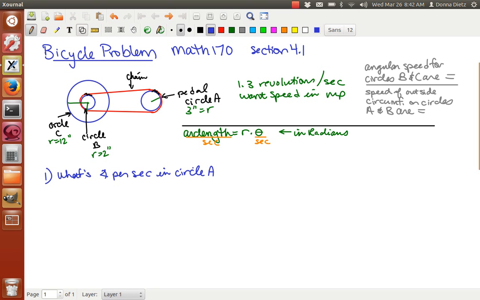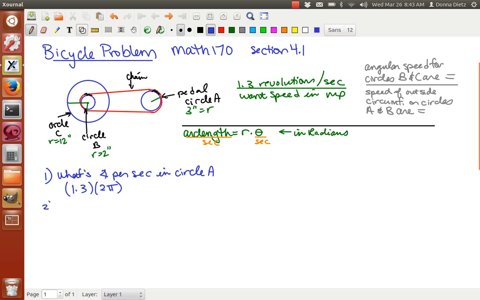So its angles per second in circle A is going to be what? We're looking for this guy, so arc length, so we're going to use that later. We're going to use that in this formula. We're not going to use the formula right away. We're just going to calculate this outright. Angles per second. The problem is we have it in revolutions per second. So the first thing we need to do is convert revolutions per second into angles per second. So if it's 1.3 revolutions, and a revolution is 2 pi, is the answer to this part of the question.